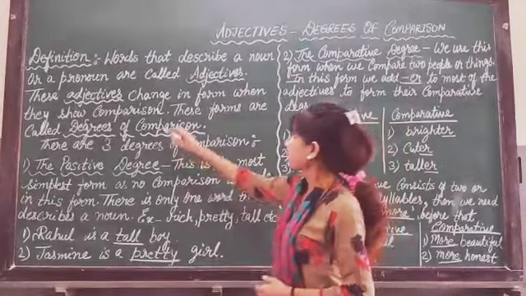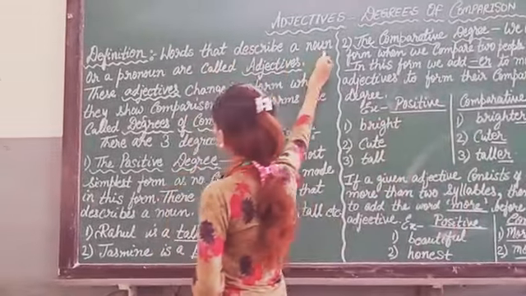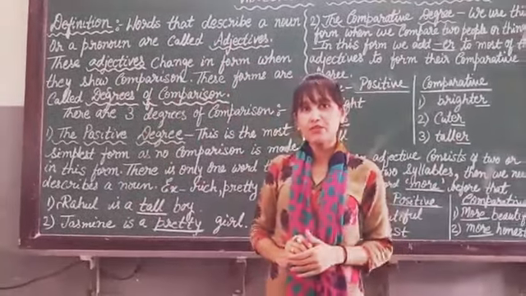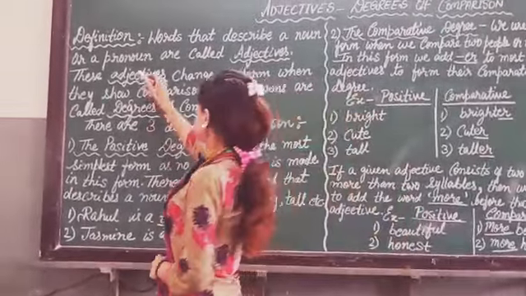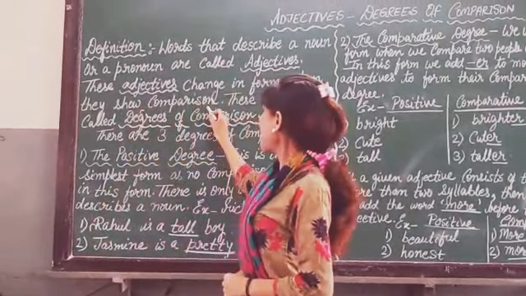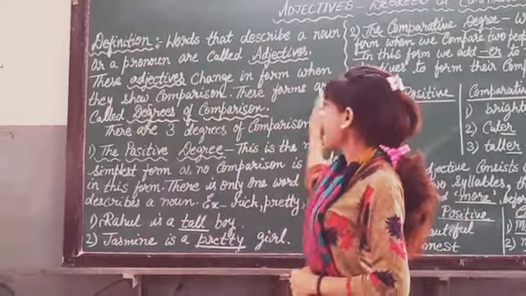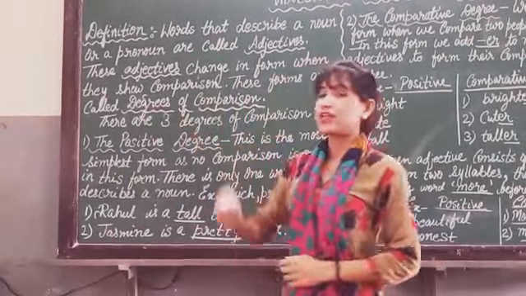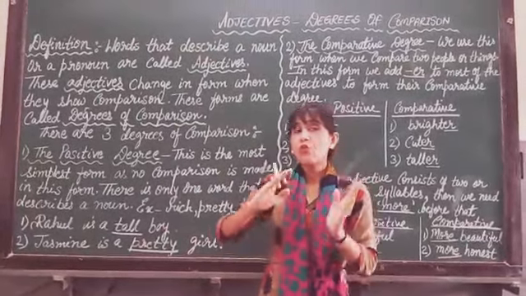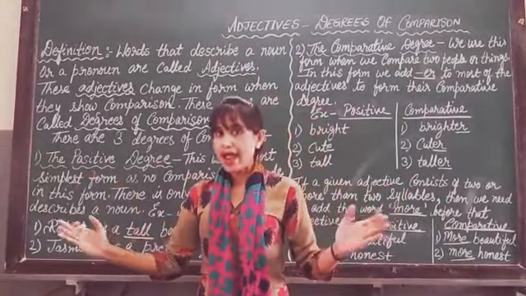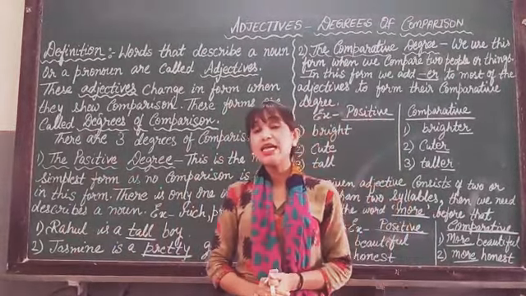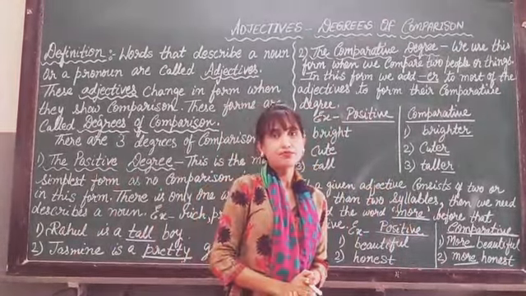I'll just explain. Words that describe a noun or a pronoun are called adjectives. Now you follow with the definition. Further we will know, these adjectives change in form when they show comparison. These forms are called degrees of comparison. So boys, when adjectives compare, they change their forms, and these forms are called degrees of comparison.